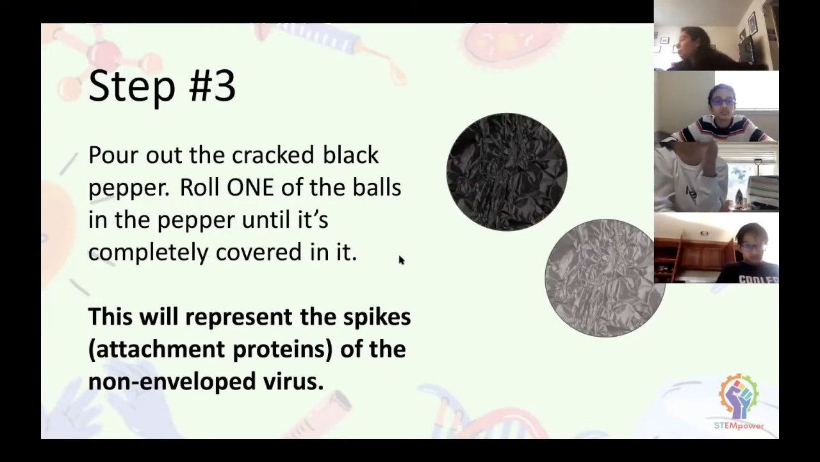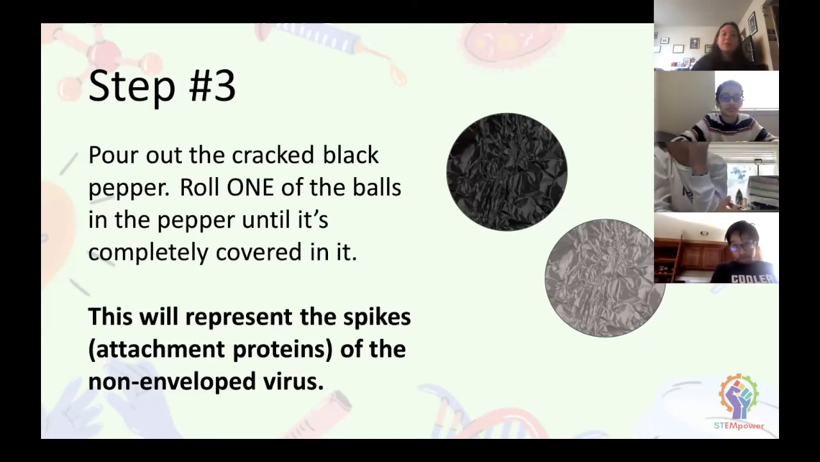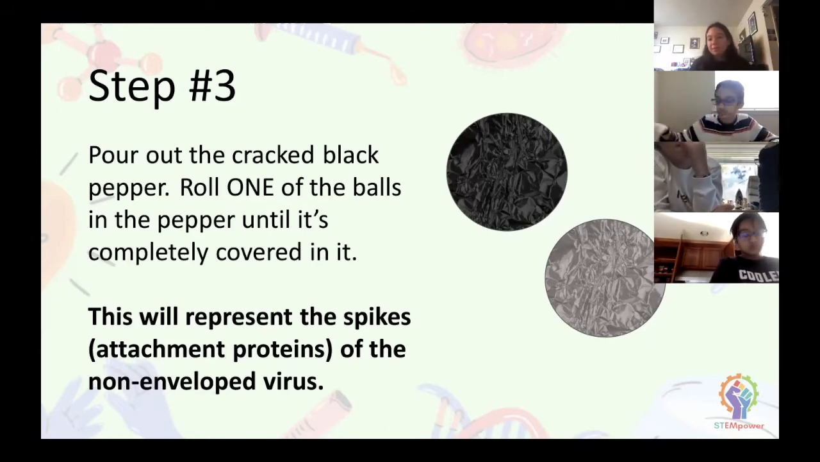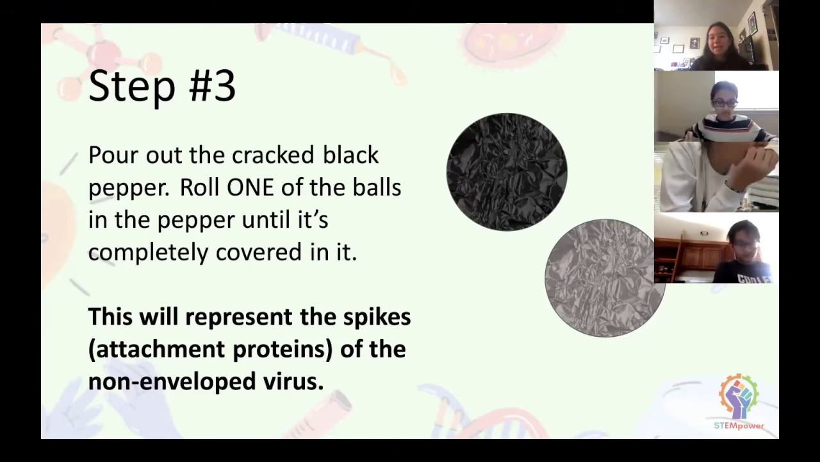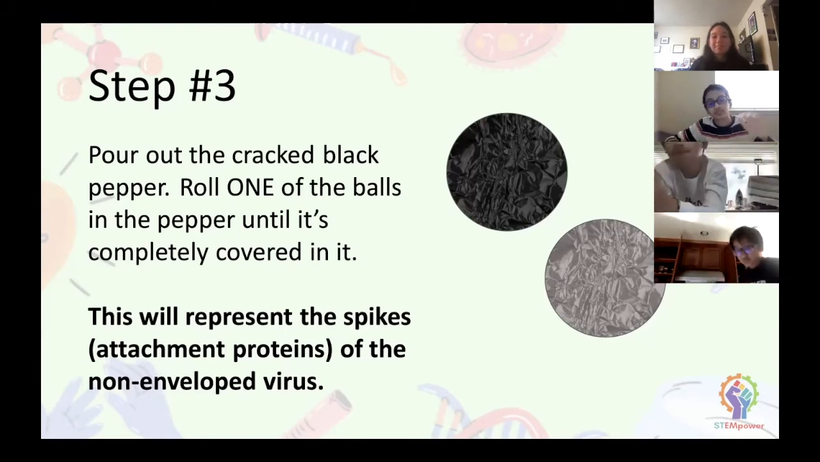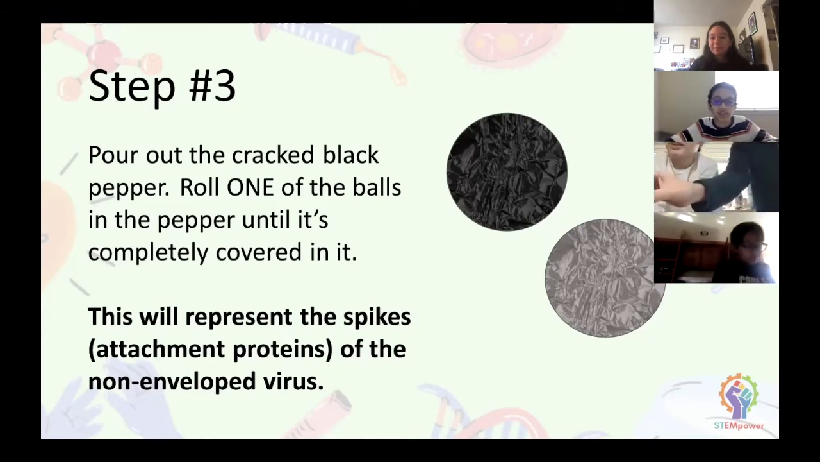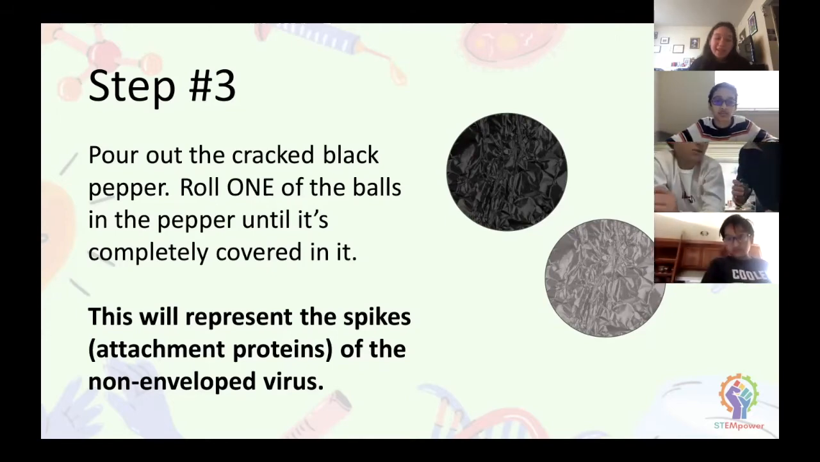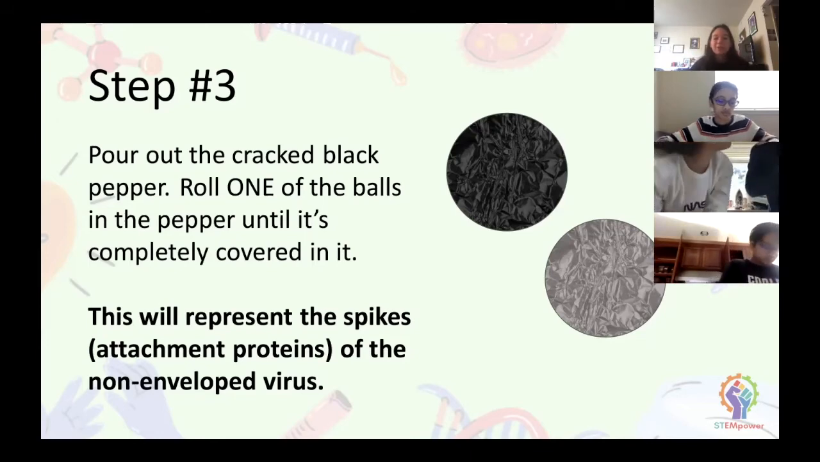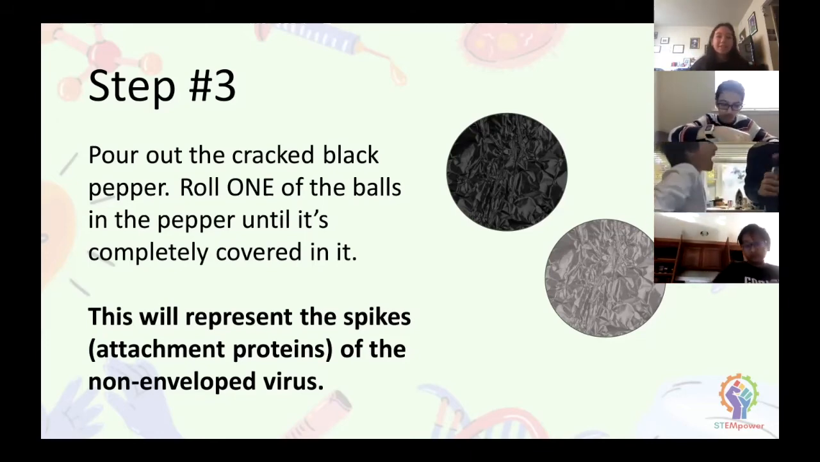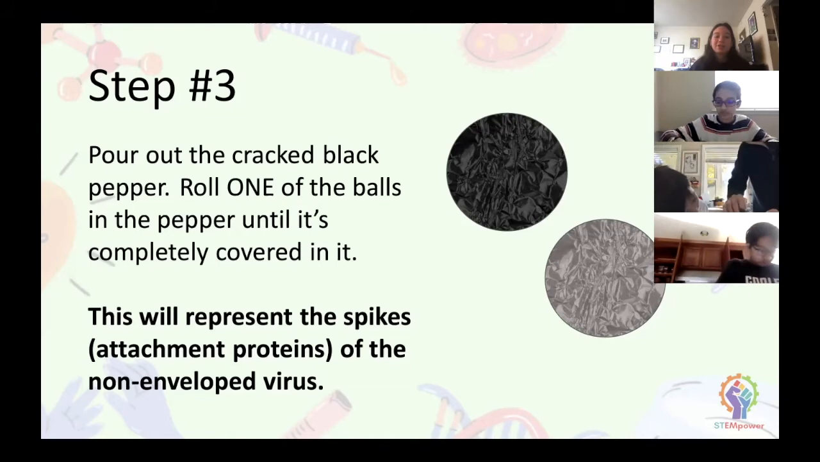You're going to pour black pepper only on one of the balls until it's completely covered, and it should be completely black. Does anybody want to take a guess on what this represents? Go ahead, Roshan. The spikes on the protein capsid. Exactly. So right now we're doing the non-enveloped virus, so we haven't put anything else on it, right? We've just put a capsid and now we're adding spikes, so there's no envelope.